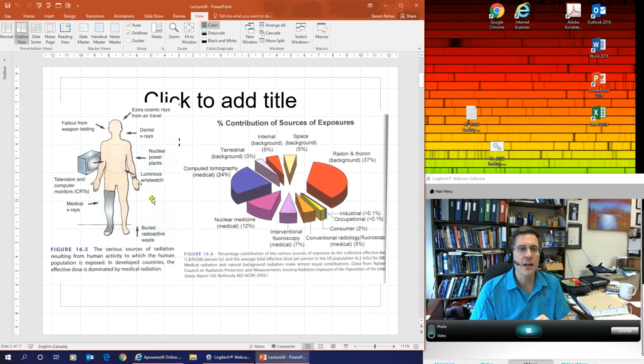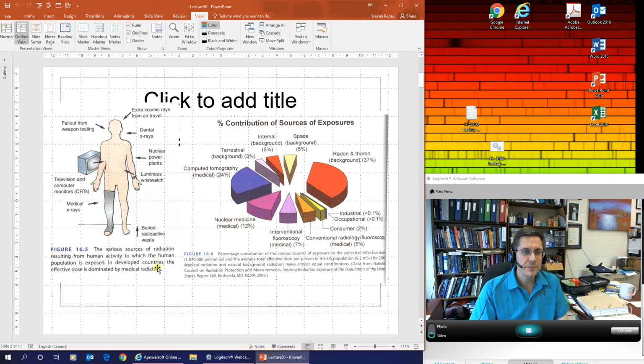But first, let's just talk about, due to human activity, where are you getting radiation from? Buried radioactive waste continues to irradiate you. Luminous wristwatches have radioactive paint. Power plants put things in the air that you breathe. You get dental x-rays every other time you go to the dentist. When you go up into the air on international air travel, you're getting extra cosmic ray dose because you're above some of the protective layer of the atmosphere. There's still fallout coming from nuclear weapons testing. Televisions and computer monitors put out some amount of ionizing radiation, and of course medical x-rays.